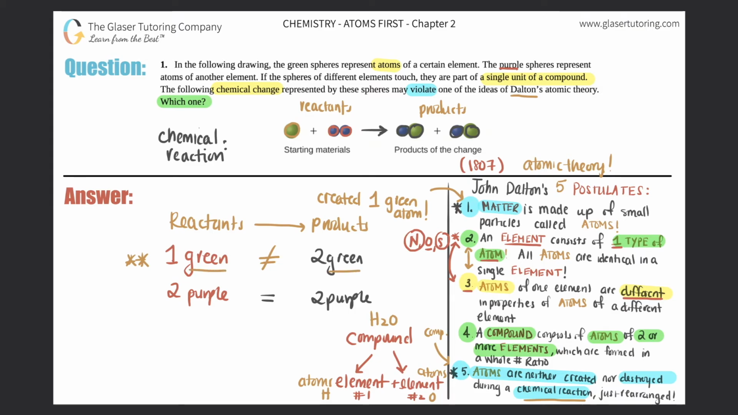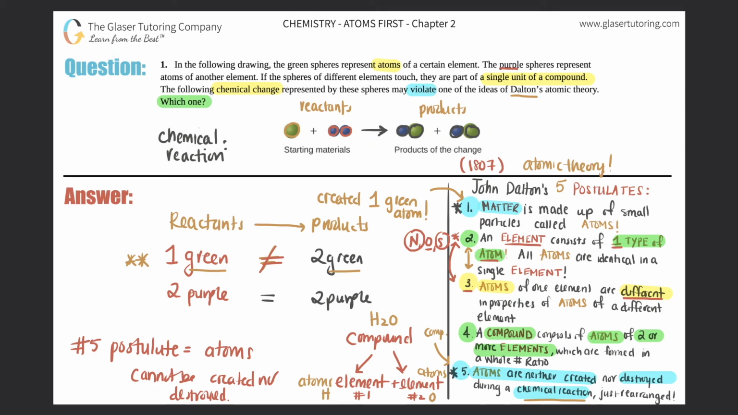Can you create atoms? No. Can you destroy them? No. So which postulate was violated? It is Dalton's 5th postulate. So number 5. The 5th postulate was violated, and the postulate is that atoms cannot be created nor destroyed. That's the one that is violated because I see the disconnect between the green atoms. You can't just have 1 green and 2 on the other side.